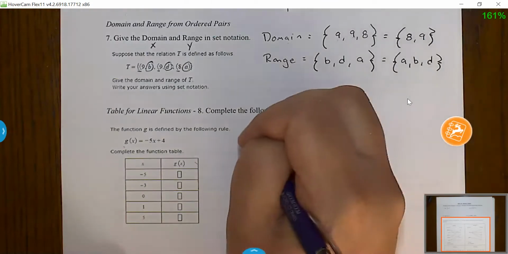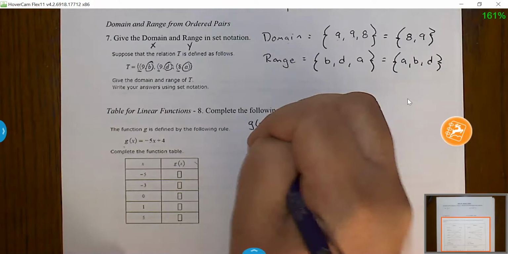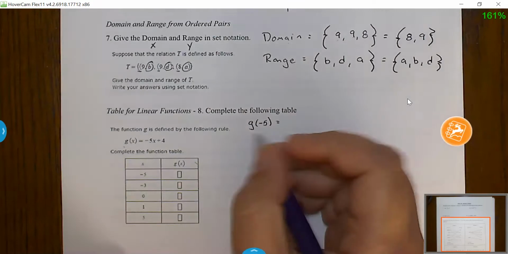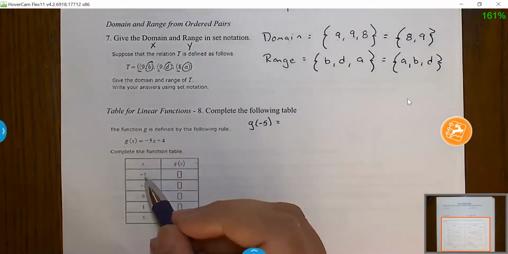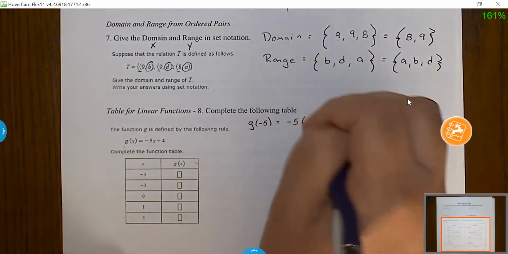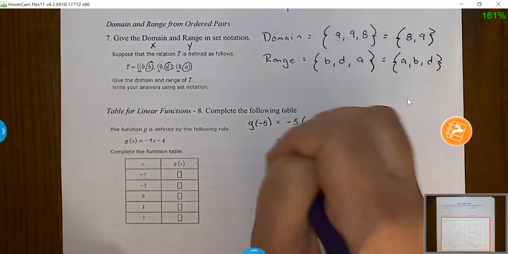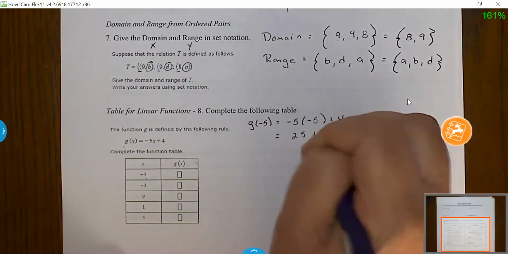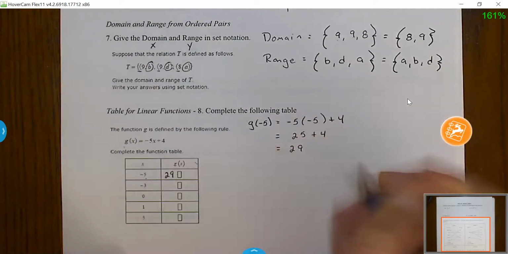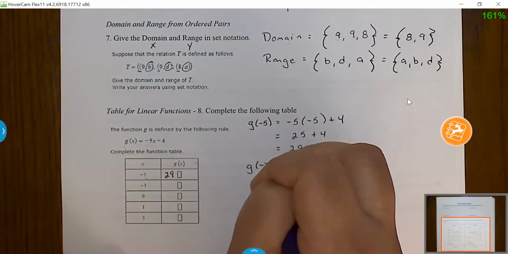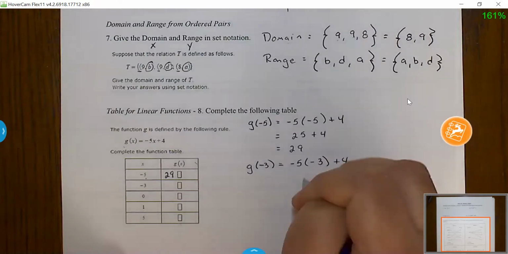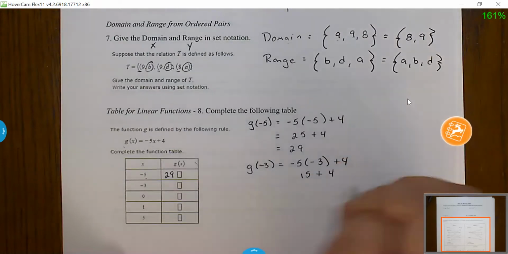Those of you that don't have a graphing calculator at home, what you're going to do is you're going to be plugging in negative 5, negative 3, 0, 1, and 5. So g of negative 5, that's plugging in negative 5 into g of x, would be negative 5 times negative 5 plus 4, which would be 25 plus 4, which is 29. Then g of negative 3, we have negative 5 times negative 3 plus 4, looking at 15 plus 4, which would be 19.